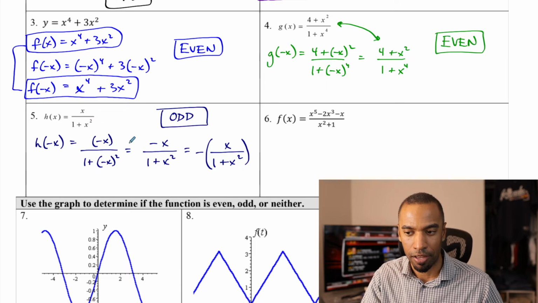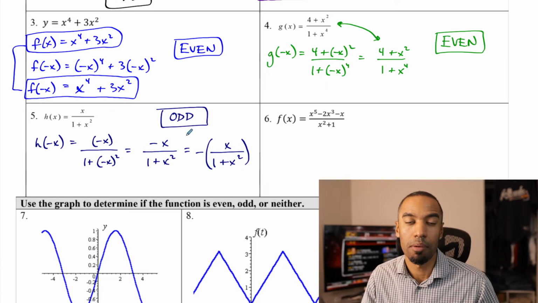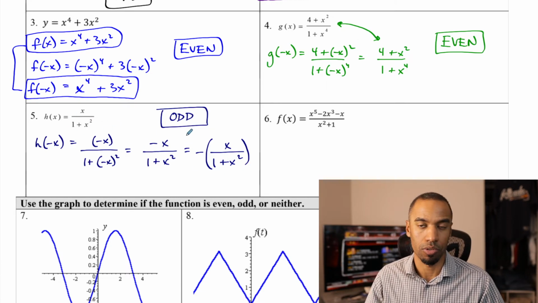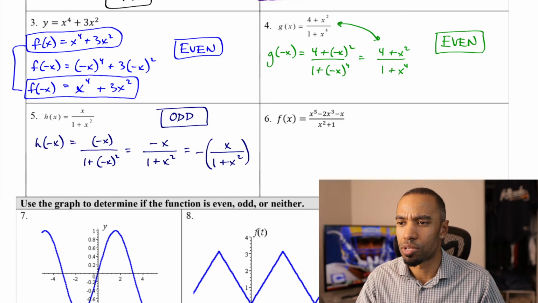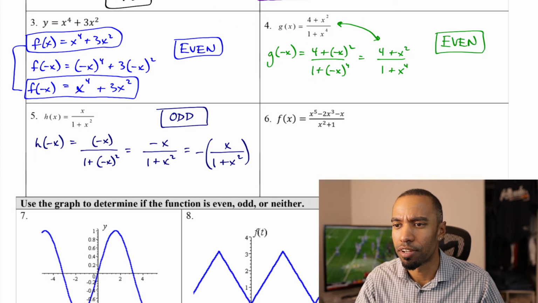Exact opposite y value from this one. Try and plug in some numbers. Plug in 2 and negative 2. You'll see what I mean with it. And finally, number 6 here. Let's go ahead and substitute something in. Let's try to find the right.